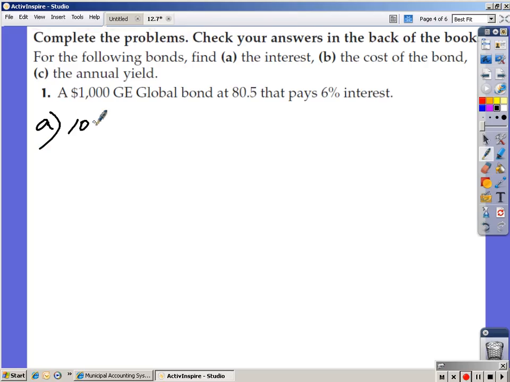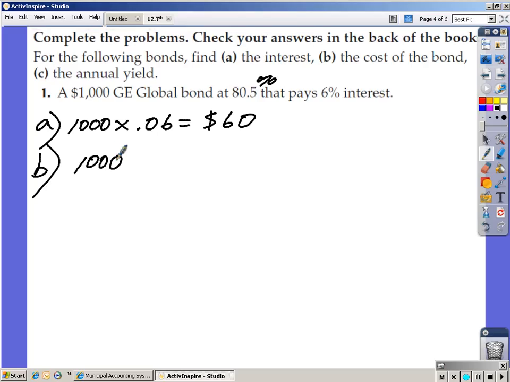So 1,000 times 0.06. Okay, $60. Part B wants us to find the cost of the bond, and remember, 80.5 in the bond world is a percent. So 1,000 times 0.805 is $805 is the cost of the bond.